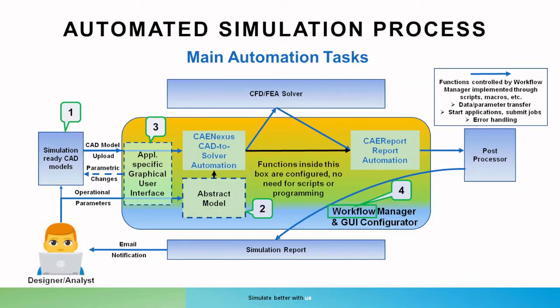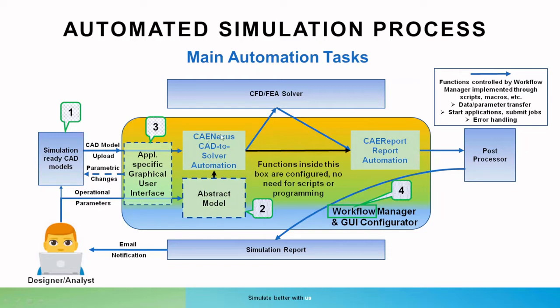This is the overview of automated simulation process. The main automation tasks are preparation of simulation ready CAD model, preparation of abstract model, then application specific GUI preparation, and fourth one is workflow manager and GUI configurator. In brief, designer will prepare the simulation ready CAD model and upload it on ESA. The already set up abstract model file will be used for this automation.